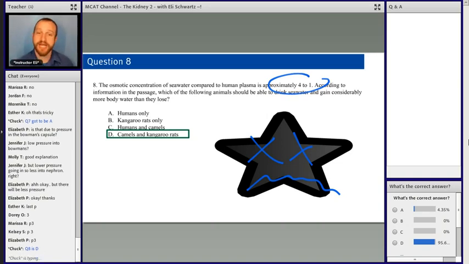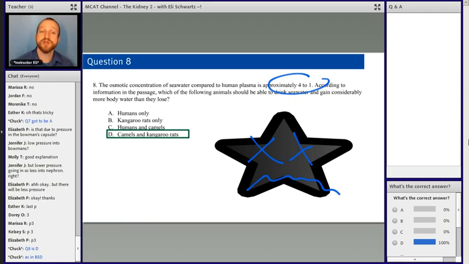So they should be able to have seawater input and actually retain some water from that. You know, considerably more water than they lose. Considerably isn't really a term that gives us a particular number. Some amount of more body water than they lose. Not necessarily going to be liters and liters, but yes, we would have retention. So camels and kangaroos are the only 2 that can do that.